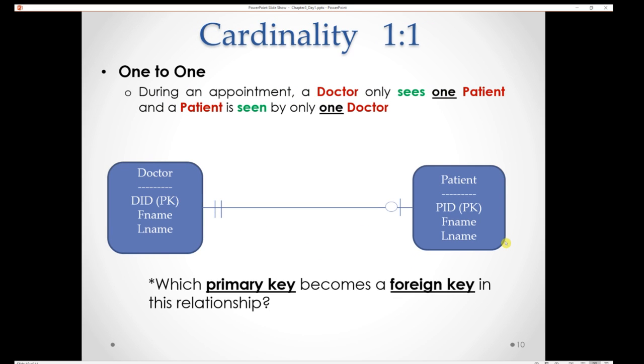In the case of a one-to-one relationship, which primary key becomes a foreign key? We have to think about which entity is required in the relationship. Here we're given an appointment with a doctor and a patient. A patient must see a doctor during an appointment time, but a doctor does not necessarily have to see a patient. If we think about it that way, the patient must have a doctor ID. So the primary key on the required side is received as a foreign key on the optional side.